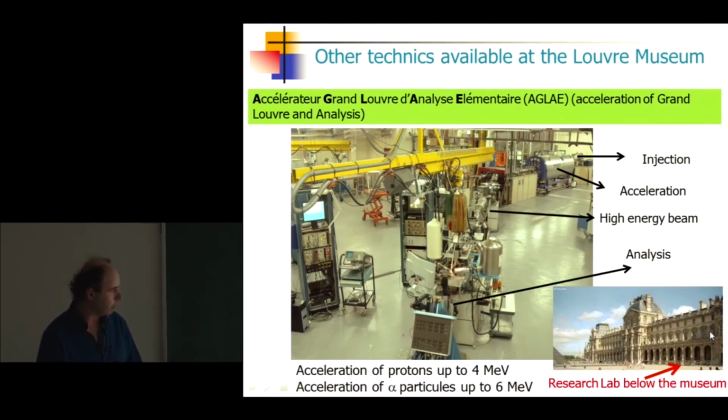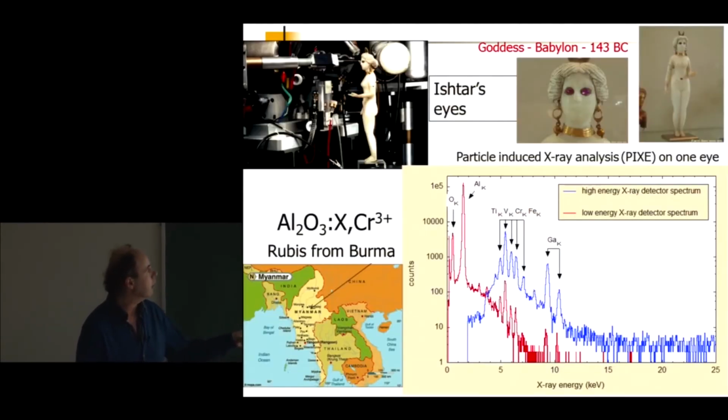So in the Louvre, it's not the only way to do thermoluminescence. I want to show you that besides the museum, there is a research lab. And this is another very strong apparatus that is beside it. The name is Accelerator Grand Louvre, Aglaé. This is to have another technique of radiation by high energy irradiation.